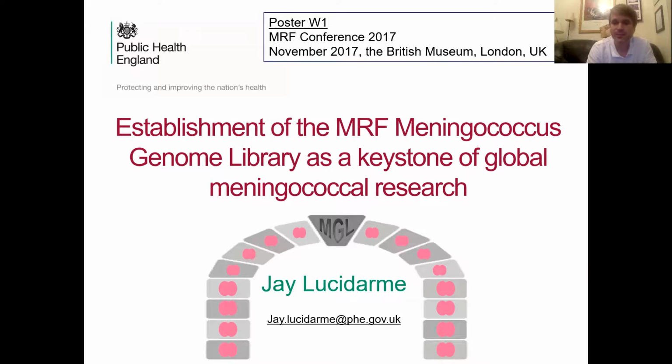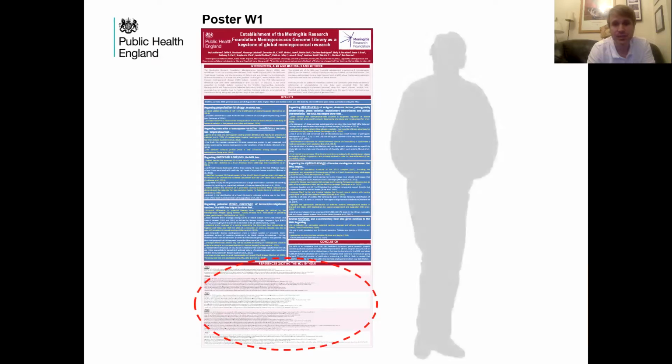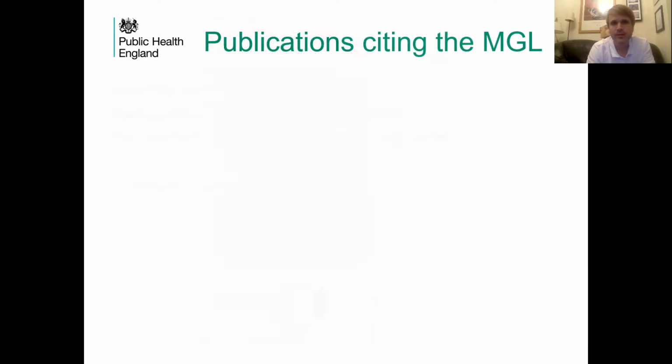This is an excerpt from a short talk I did back at the MRF conference in 2017 regarding the establishment of the MRF MGL as a keystone of global meningococcal research. So it was associated with a poster. It was a particularly large poster, as you can see here. This is actually to scale. And the reason it was so large is I wanted to go away and find all of the papers at this point that had cited use of the MGL. So I gave a short one-liner for each of them, put them into various different topics. And I wanted to include a full reference list at the bottom, because that's what the poster was all about. So what did we find?